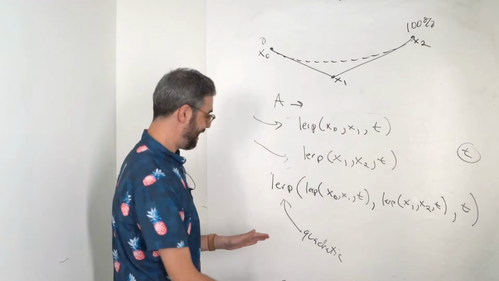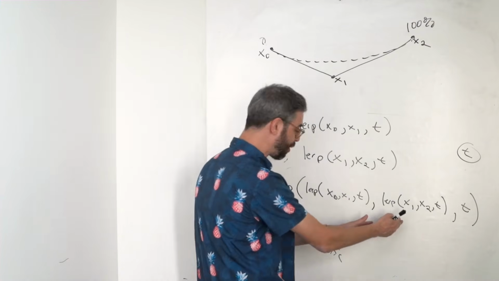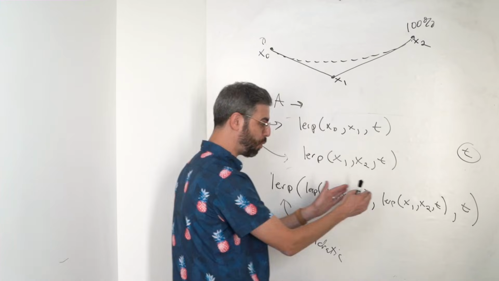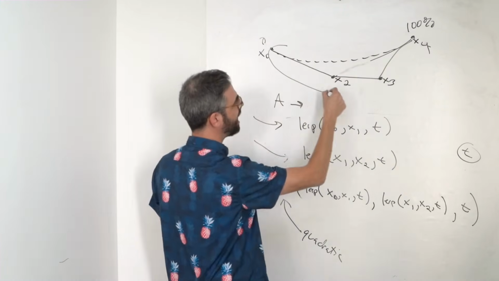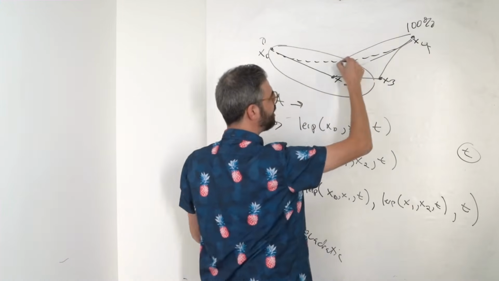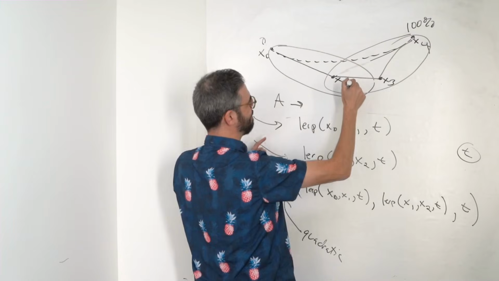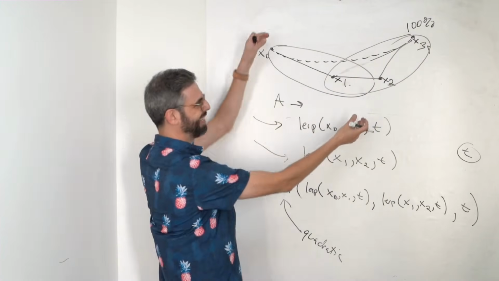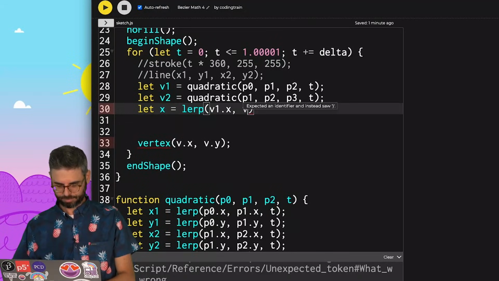Are you with me? If quadratic is lerping 2 lerps, then cubic is lerping 2 quadratics. Find the quadratic Bézier between these 3 points. Find the quadratic Bézier between these 3 points. I totally numbered them wrong. x1, x2, x3. And then lerp those 2 curves together.